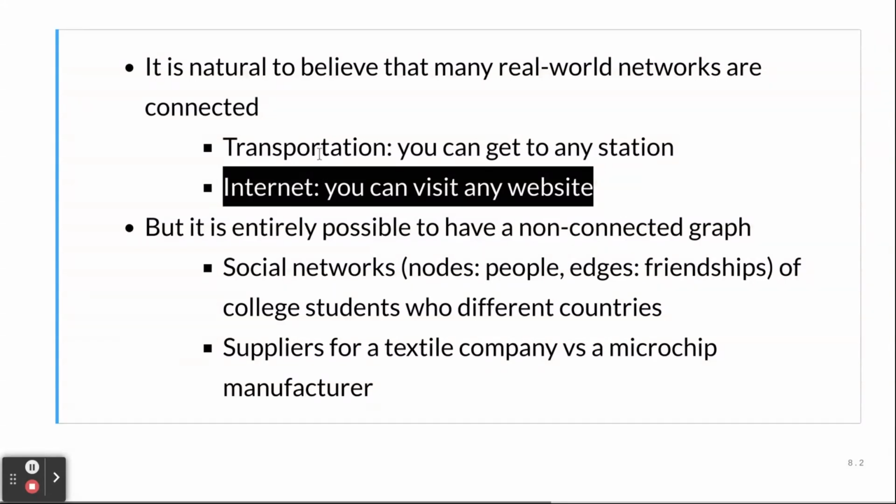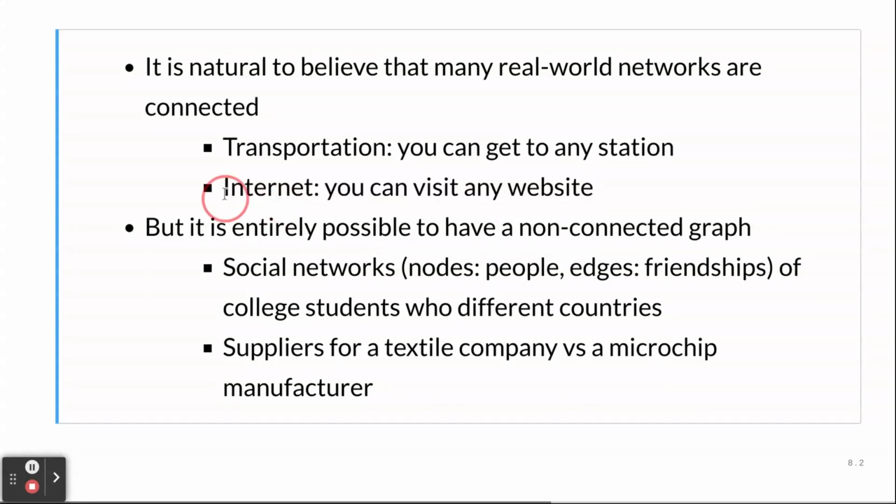Unless there's some sort of digital firewall preventing me from loading a website, the internet is useful to me because no matter where I am, as long as I can connect to the internet, I can access all of my favorite and important websites.